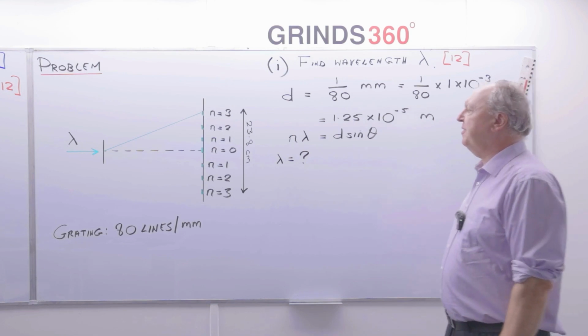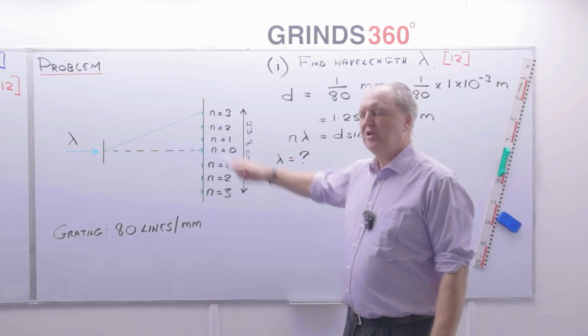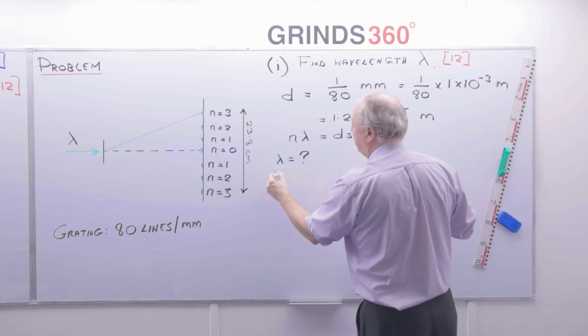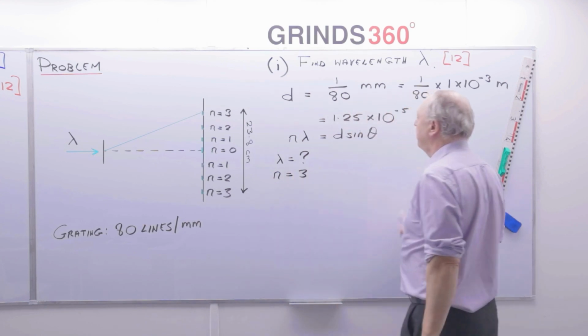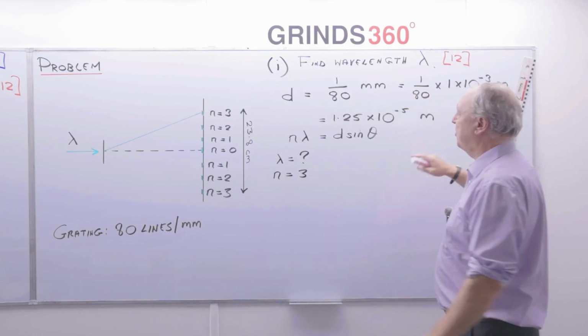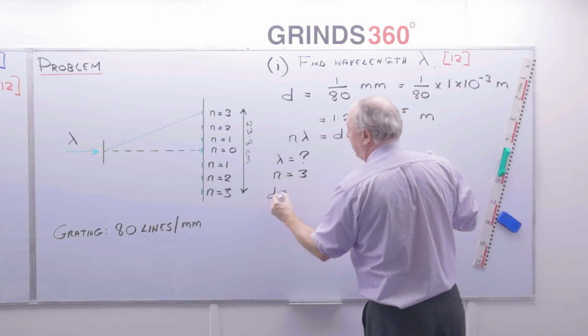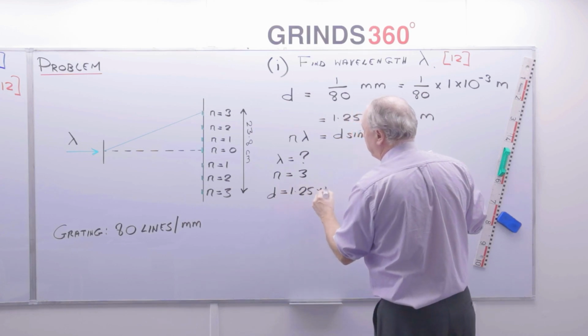We're dealing with the third order images. So I'm going to put n is equal to 3. d, I've just worked out. d is 1.25 by 10 to the power of minus 5 meters.